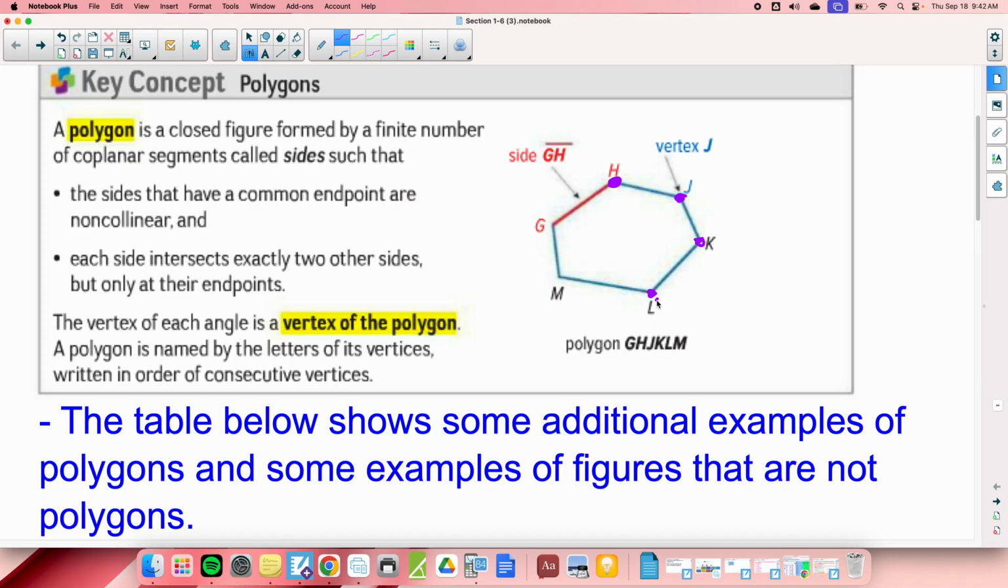And say I started at K. I could go counterclockwise and name all those letters. So I could say K, J, H, G, M, L. Or I could go clockwise and it would be K, L, M, G, H, J. So when you go to name it with the letters, it doesn't matter which letter you start with, and you can go clockwise or counterclockwise, okay?